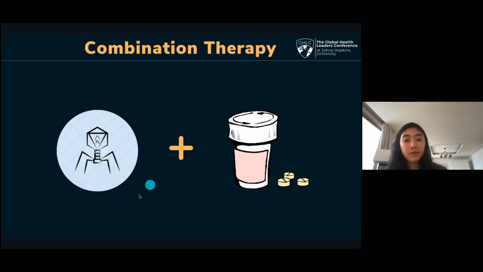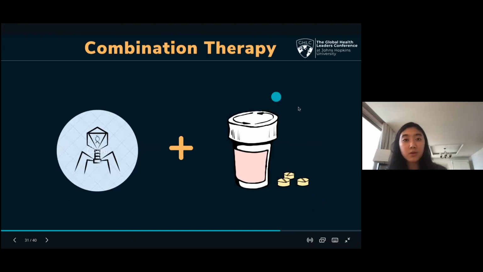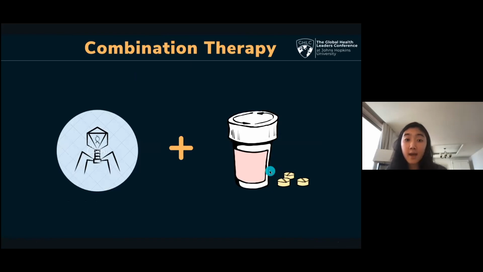One way to increase the effectiveness of phage therapy is to use it with antibiotics, which is known as combination therapy. Certain phages and antibiotics can be synergistic, which means that they amplify each other's effects. Tom Patterson, who I mentioned earlier, actually received combination therapy.